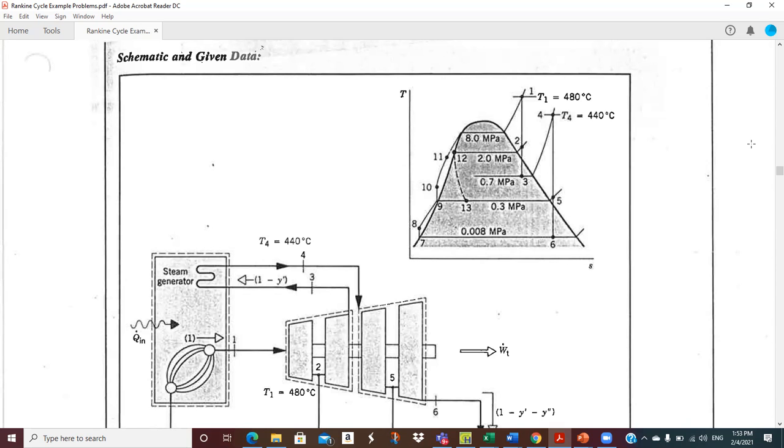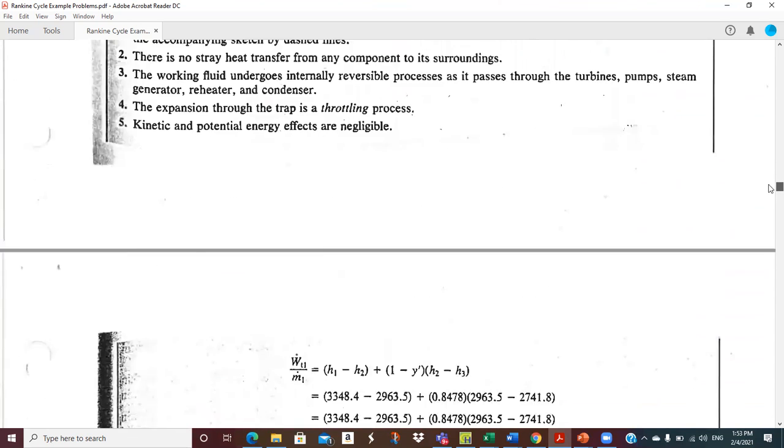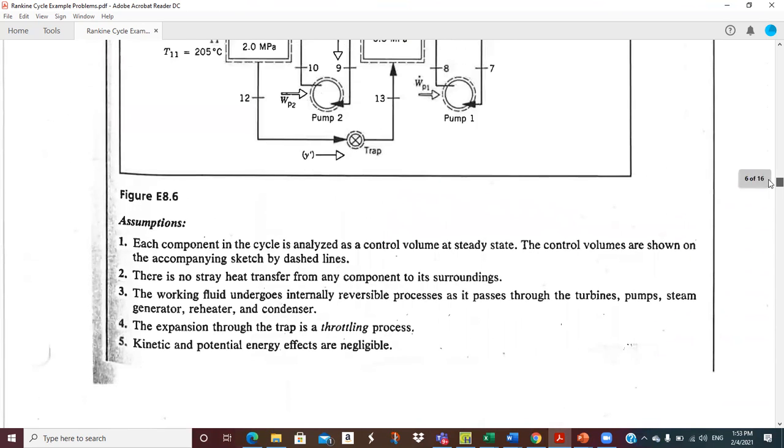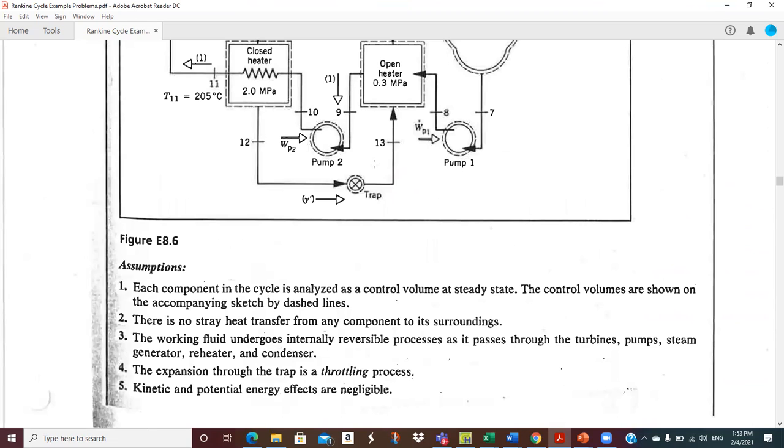So, we can look at some of this. There's a bunch of assumptions on the trap. The trap is your friend. When you see the trap, that's throttling, and h in is equal to h out, if you're ignoring kinetic and potential energy, which we always do. So when you find h12, guess what? You've got h13.